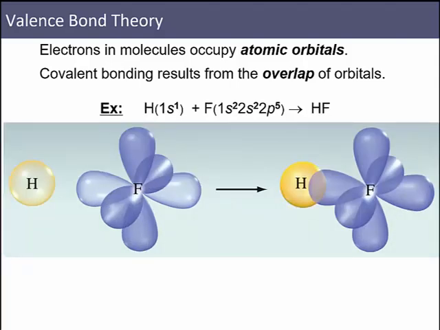If we have a molecule like hydrogen fluoride, right, the hydrogen's got a half-filled s, and our fluorine is missing in one of its p orbitals an electron to complete its octet, and they're going to overlap and they're going to share.